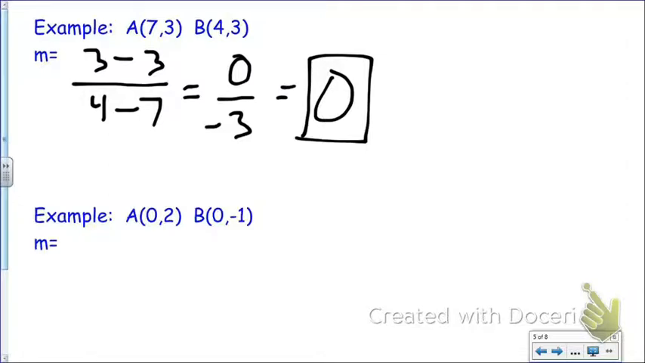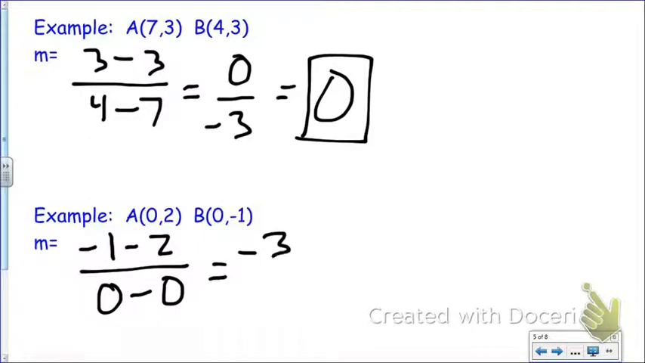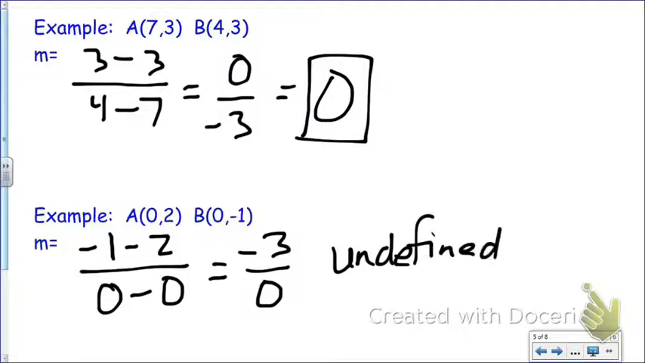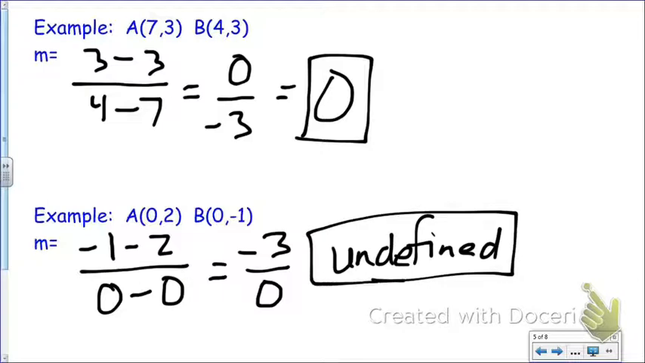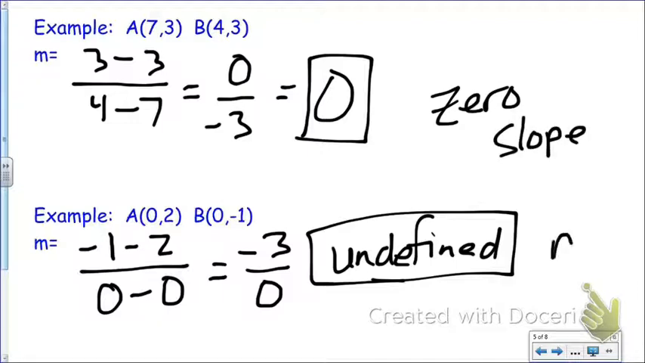For the second one, I'm going to go negative 1, because that's the second y, minus 2. And then on the bottom, I'm going to go 0 minus 0. This time we get negative 3 over 0, and negative 3 over 0 does not equal 0. Remember, you're not supposed to have a 0 in the bottom of a fraction. So instead, we say that this slope is undefined. Sometimes a slope of 0 is called zero slope, and undefined is called no slope. That's just another name for undefined.